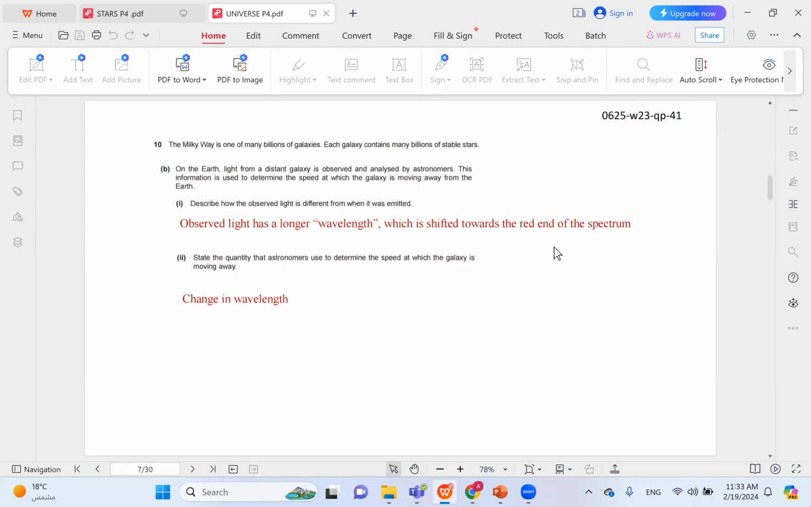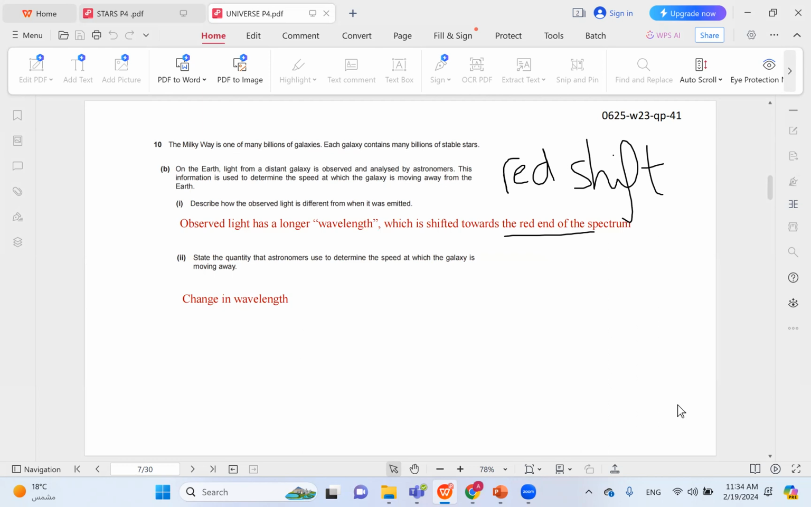So, first of all, the observed light has a longer wavelength, which is shifted towards the red end of the spectrum. This is the idea behind the concept of redshift. The idea is that because these galaxies are so far away, the wavelength of the light emitted from the distant galaxy is observed to be shifted more towards the red end of the spectrum.